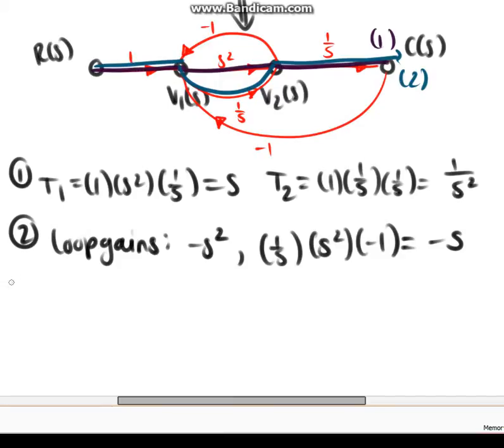Third step, we have to find the non-touching loop gains. These are any loop gains from number 2 that don't touch any of the forward path gains we found in number 1. And since all the loop gains touch T1 and T2, we have 0 non-touching gains.